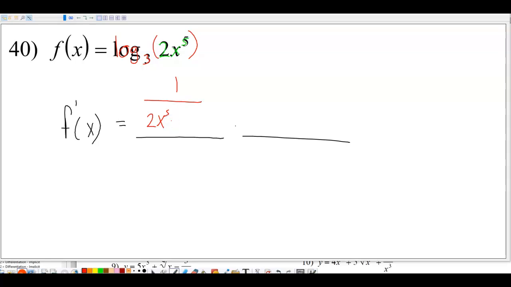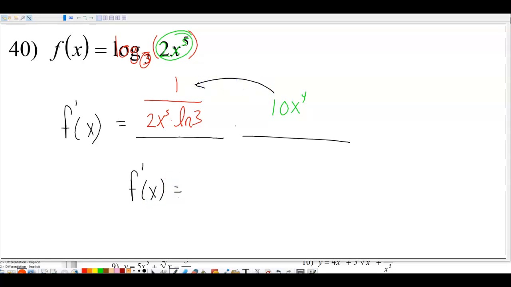But if it's something that's not a natural log, but a log of some other base, then we also need to multiply the bottom by ln of whatever the base is. In this case, it's 3. Then we multiply that by the derivative of the inside, which is 10x to the 4th. And then we can start simplifying it.